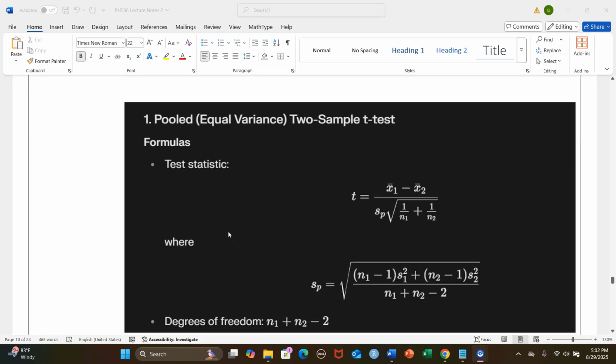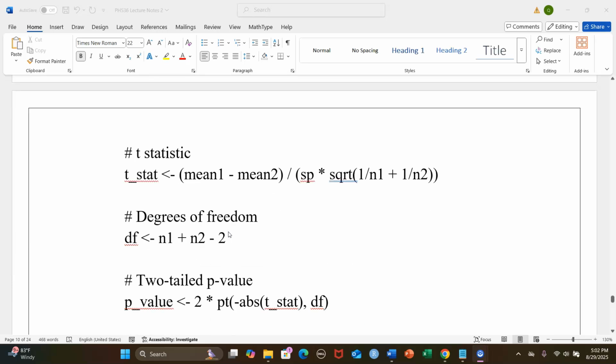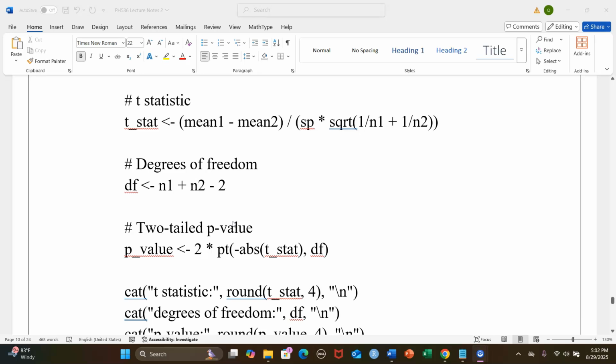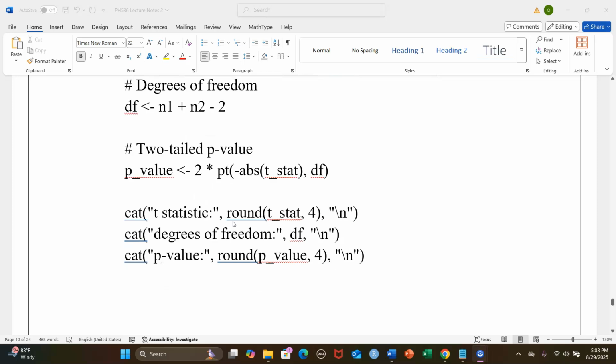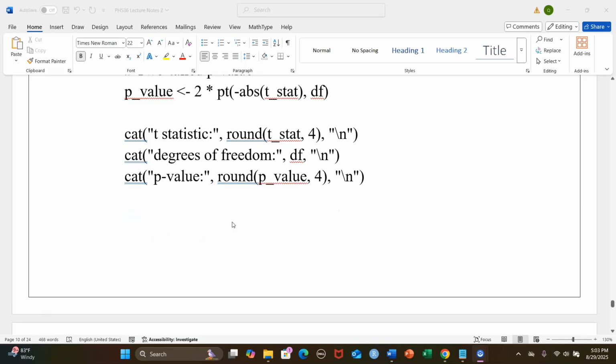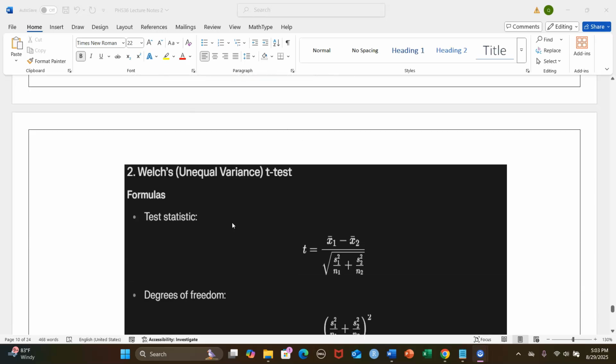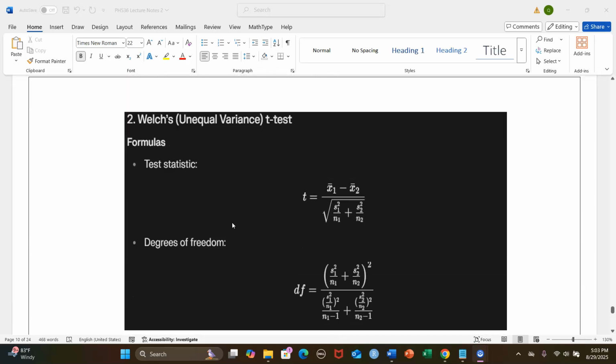Remember this formula? The t statistic is mean 1 minus mean 2 divided by sp times square root of 1 over n1 plus 1 over n2. And the degree of freedom is n1 plus n2 minus 2. The p-value is 2 times, it is two-tailed, the probability of the negative absolute value of the t-stat with the degree of freedom. And you can print out the t-stat, the degree of freedom, and the p-value. Okay, so that's the way you implement the equal variance version of the t-test.